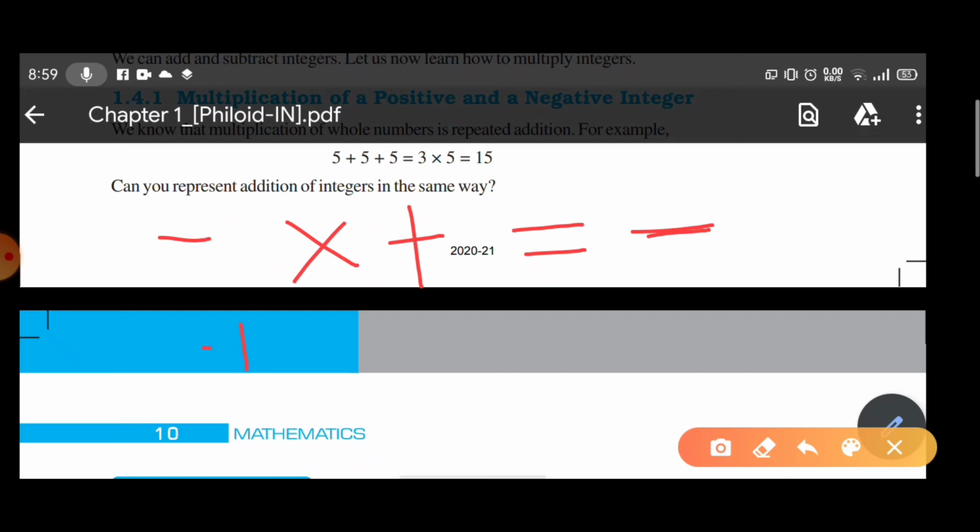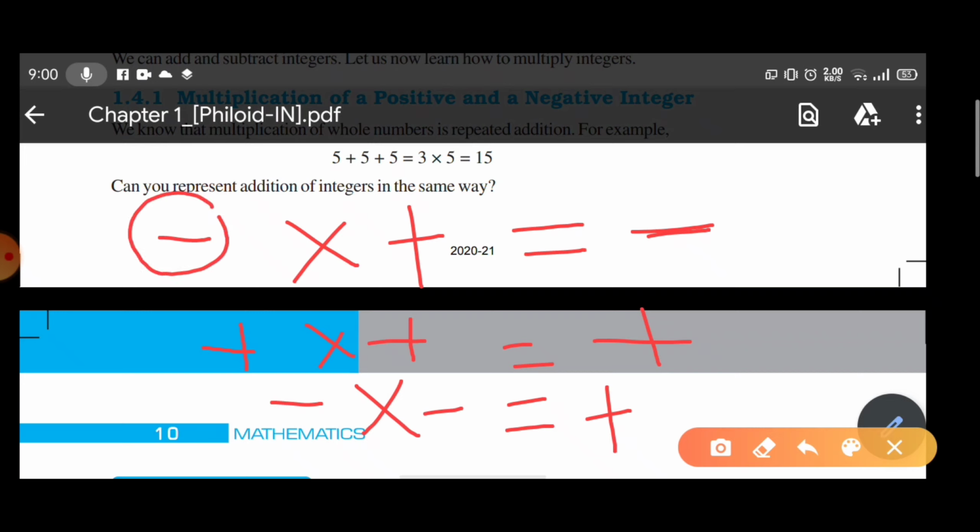And if a positive and a positive sign are in multiplication, your answer will be positive, and if two negative signs are in multiplication, you will again get a positive answer. So in this way you can answer. Here one clear observation is there. Here one subtraction mark was there, so you get minus. Here two subtraction marks were there, so you get a positive answer.